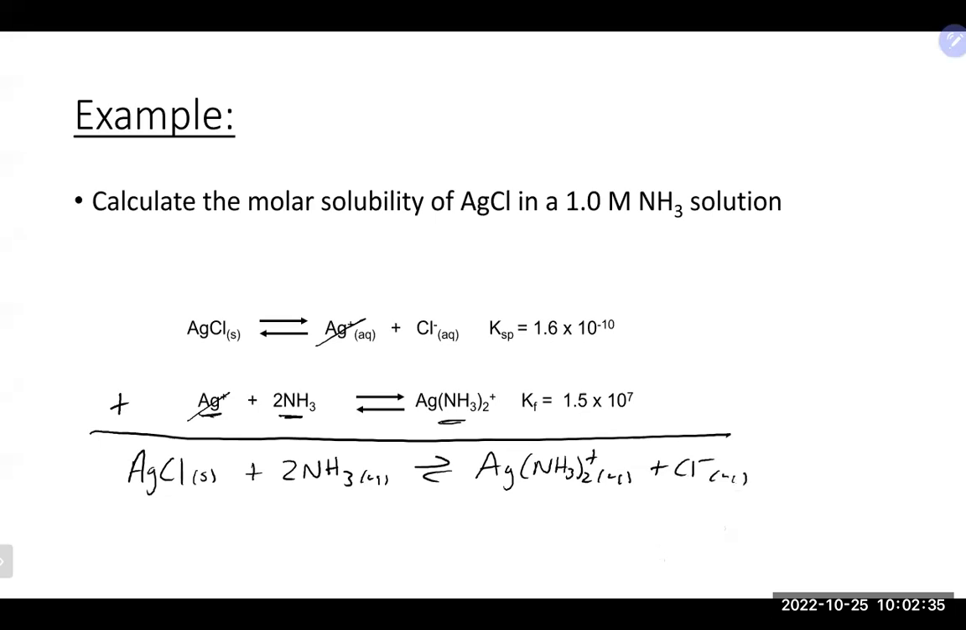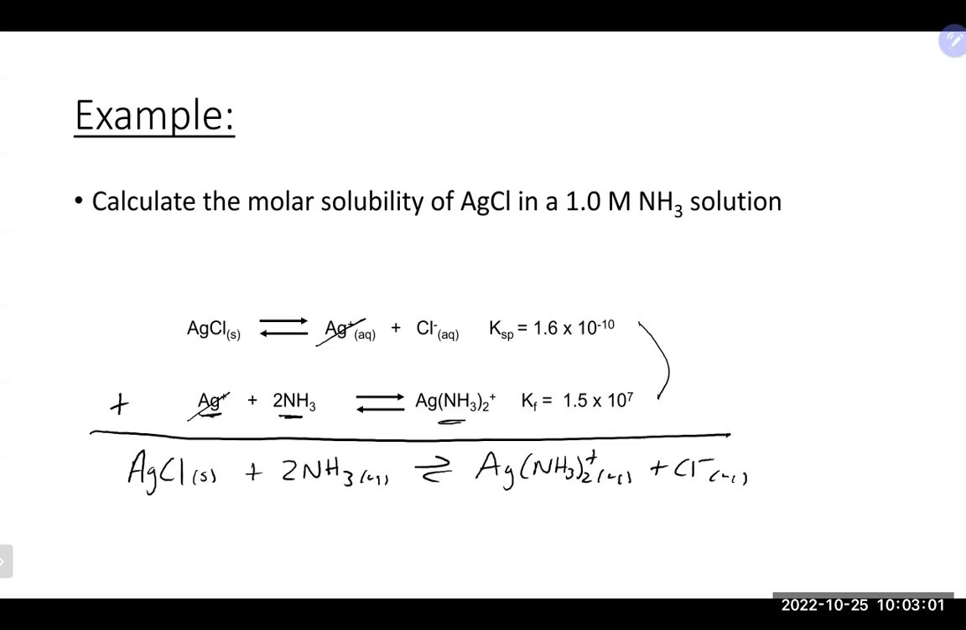Now, does it matter if it's a Ksp and Kf? If I add them together, it doesn't, as you see. Does it matter if it's a Ksp and Kf if I want to figure out my K value? It doesn't matter either. They're all really equilibrium constants, right? It doesn't really matter if they're Ka, Kb, whatever you want to call it. They're all equilibrium constant values, which means you can multiply them together.